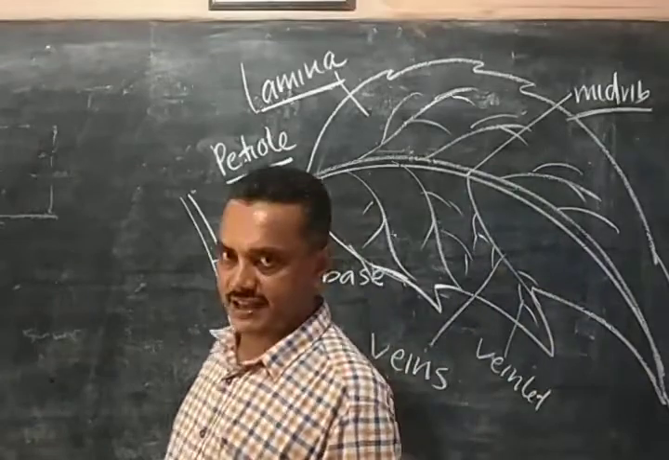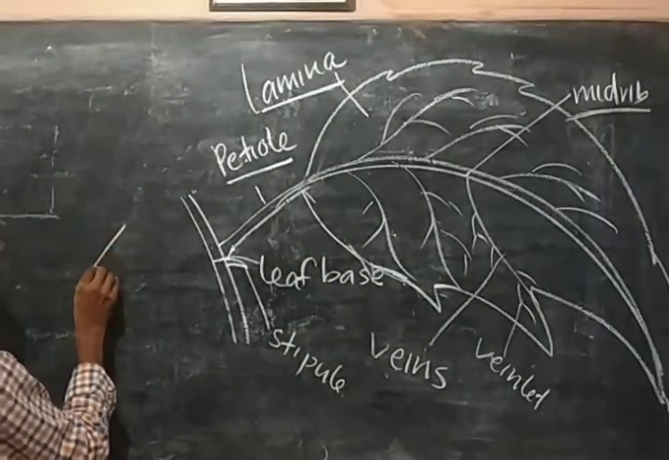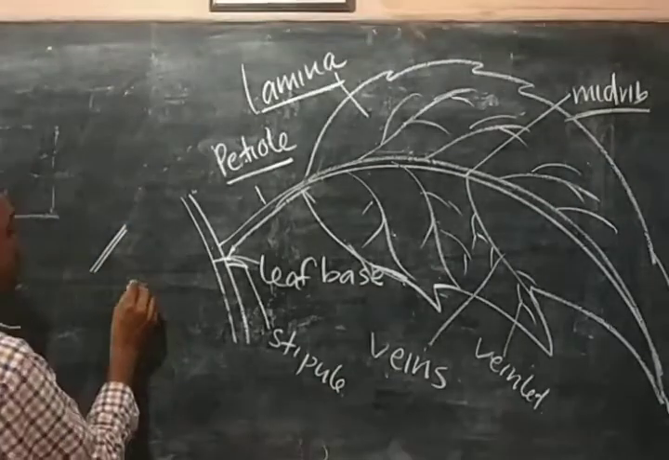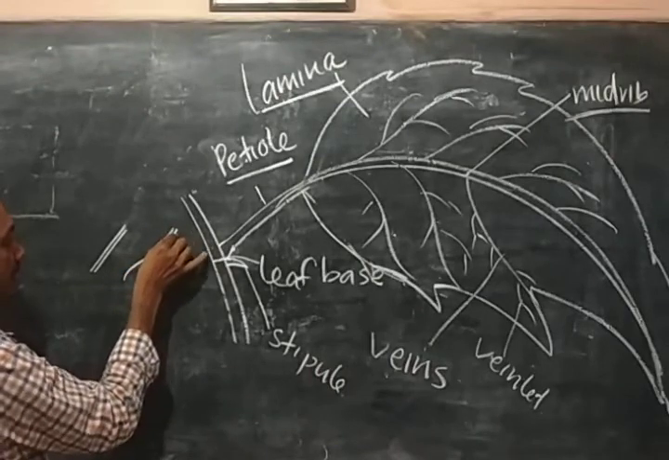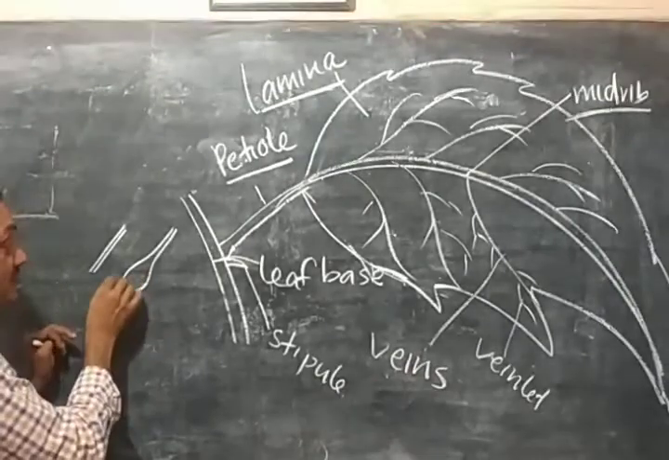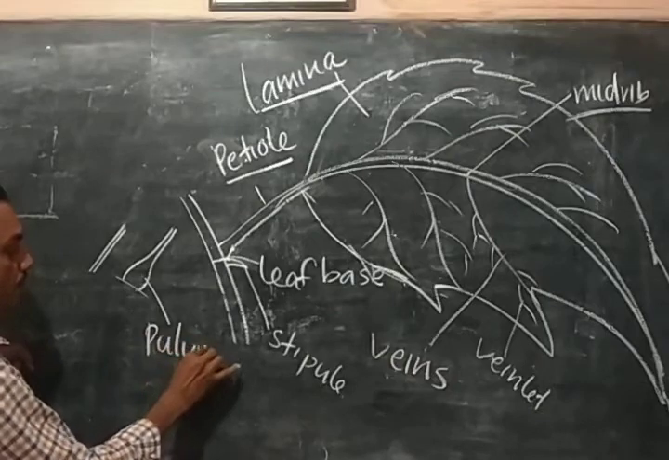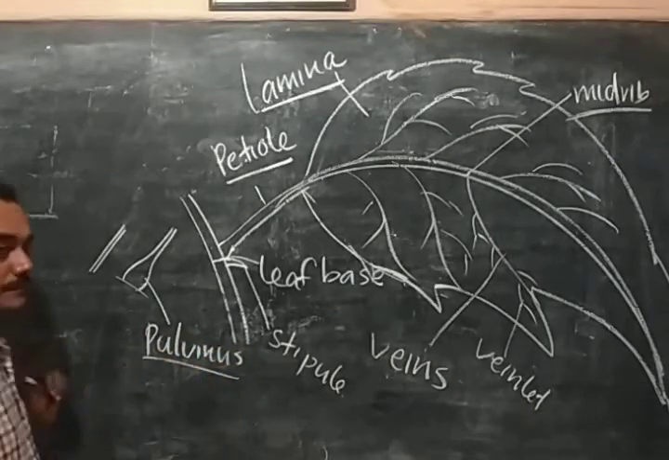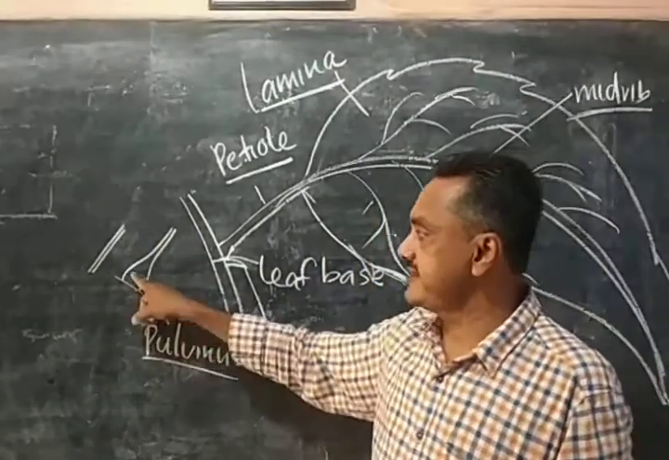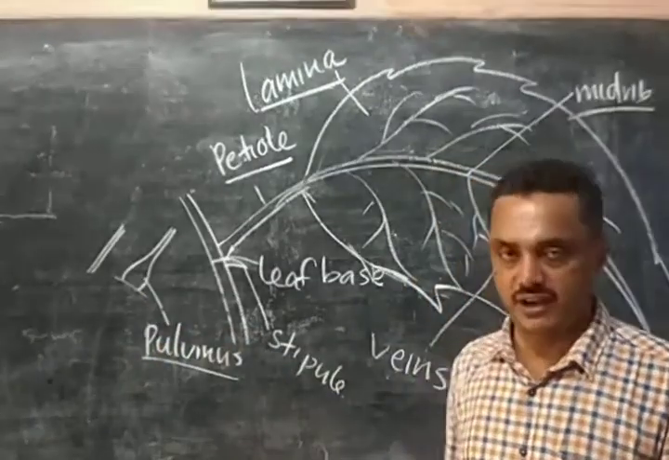In many plants, like hibiscus, the leaf base is normal. But in some plants, the leaf base is somewhat swollen and larger. In many plants in our surroundings, you can see this swollen leaf base, and this swollen leaf base is called the pulvinus.